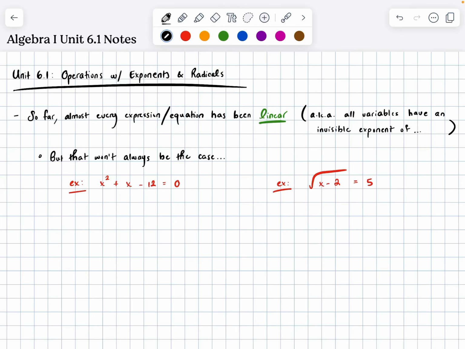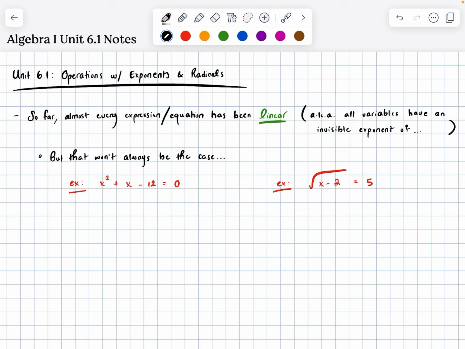We're arriving at a point of what I like to think of as transition in our algebra curriculum, where we want to be able to bridge the gap between the stuff that we find in Algebra 1 and Algebra 2. And in order to do so, we need to know how to work with both exponents and radicals. The idea is that so far, almost everything that we've been working with, even the equations and expressions with multiple variables, have been linear, which of course means if I were to graph one, I would get a straight line, right? We know that from Unit 4.